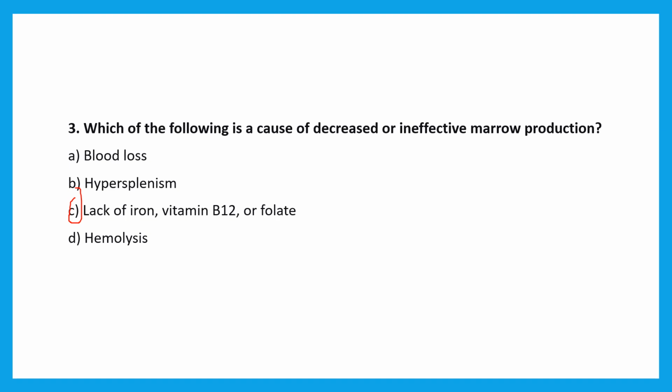So we need to recognize that decreased or ineffective production is due to the bone marrow's inability to produce healthy red blood cells. A lack of essential nutrients such as iron, vitamin B12 or folate directly impairs this production. Blood loss, which is A, hypersplenism, which is B, and hemolysis, D, are causes of increased red blood cell loss or destruction, not really following the question that we've discussed. So we pick C as the correct answer.